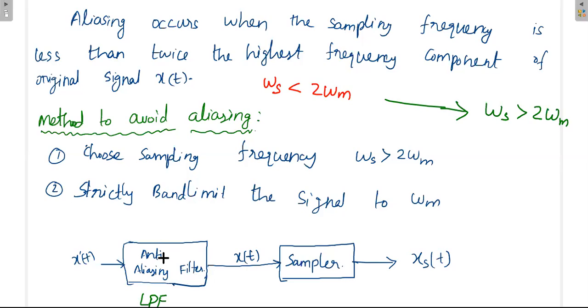That low pass filter is also called the anti-aliasing filter, because with the help of this we are avoiding aliasing. And then we have to choose omega s strictly greater than 2 omega m. So there are two methods to avoid aliasing: first we have to fix omega m, then we have to choose omega s strictly greater than 2 omega m.